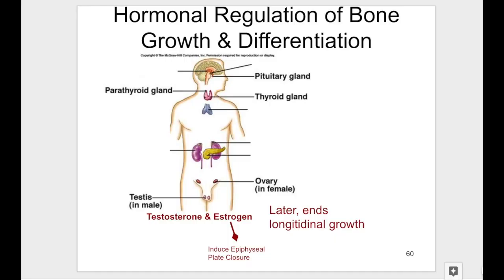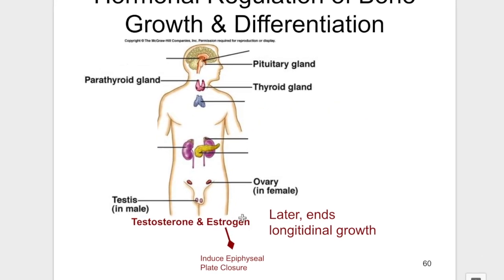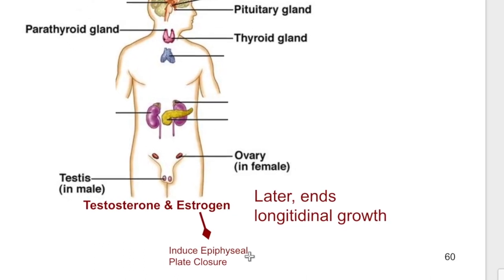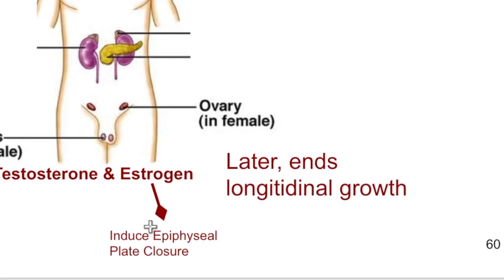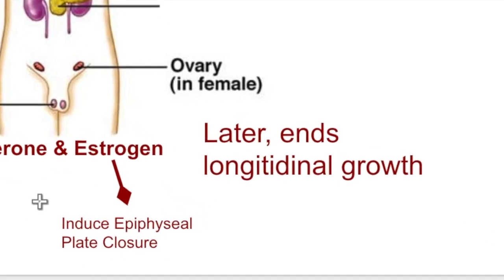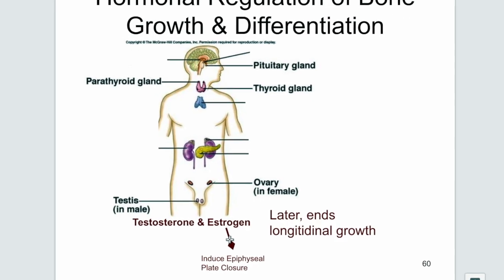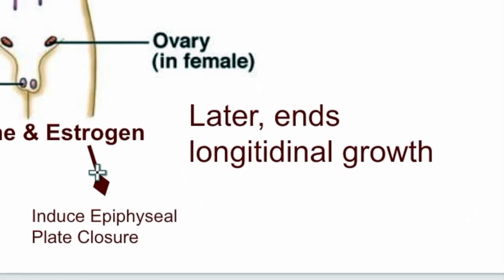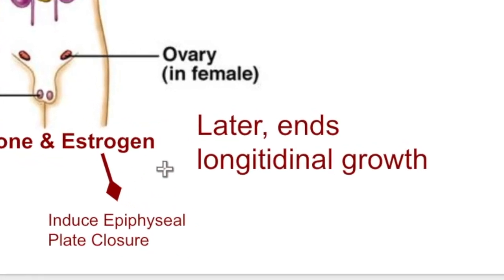Toward the end of the growth stage or growth spurts of male and female, there'll be an increase in estrogen production, and that will basically end our longitudinal growth. So the estrogen increase will induce the epiphyseal plate closure. And as we know, females will end their growth quite sooner than males will, and that will coincide with the increased production of that female-specific hormone.